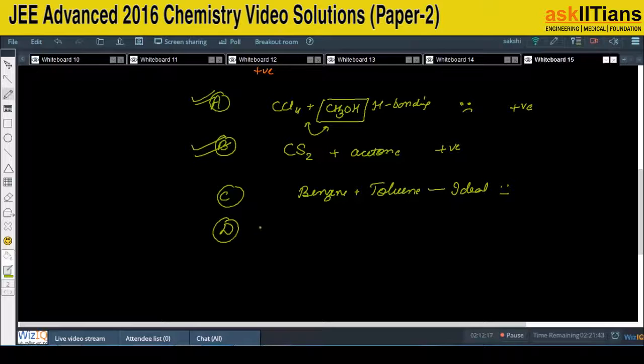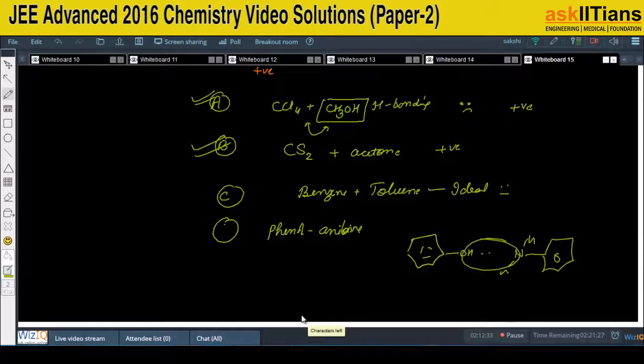And option number D, phenol and aniline. When phenol is added to aniline, you have OH and then NH2. There will be a strong hydrogen bonding in the final formation, and hence this fourth option D is also not correct because it will be showing a negative deviation. So students, this was all about question number 30. Now it's time that we move over to another question.